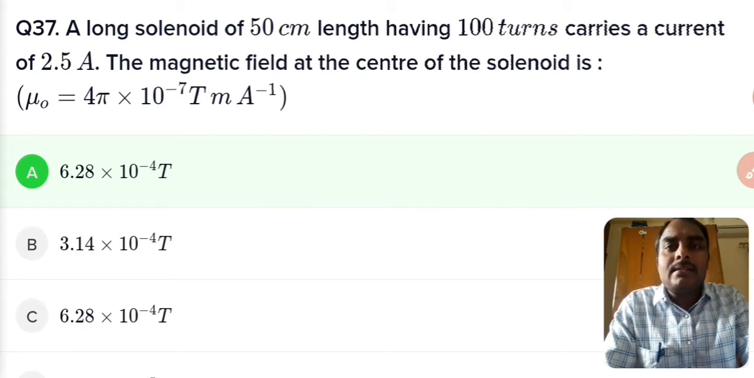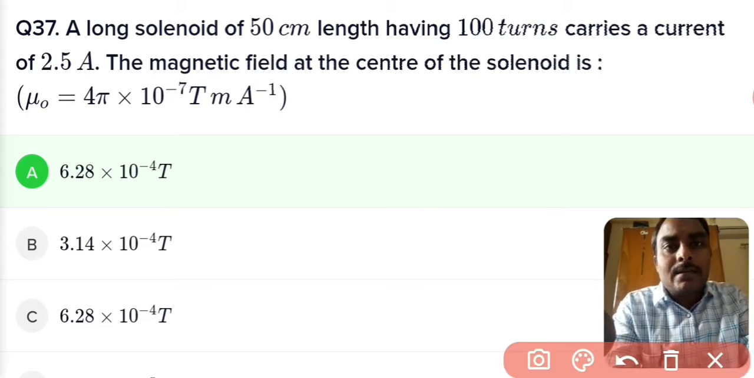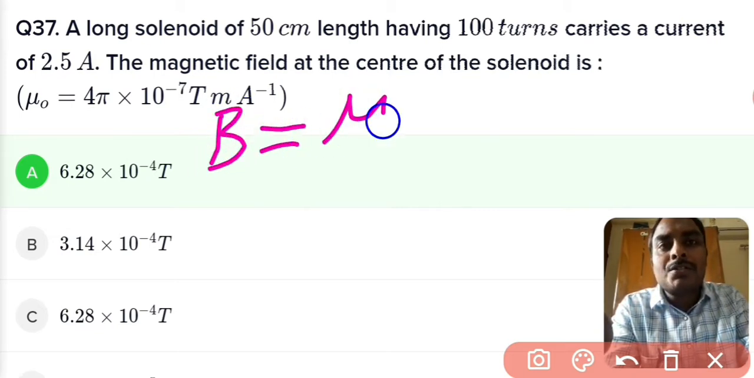Question number 37. A long solenoid of 50 centimeter length having 100 turns carries a current of 2.5 ampere. The magnetic field at the center of the solenoid is. So, magnetic field formula: inside the solenoid, magnetic field B equal to mu naught n i.